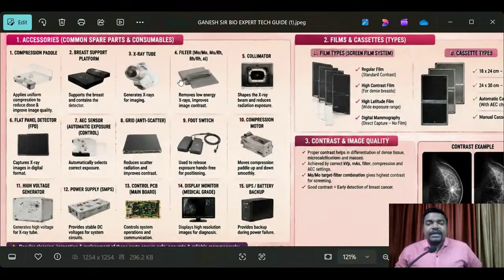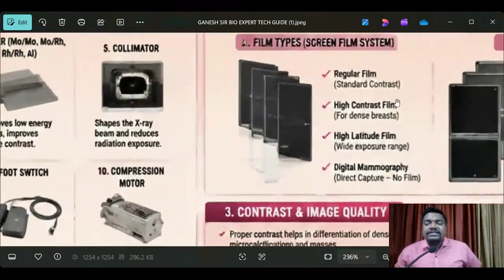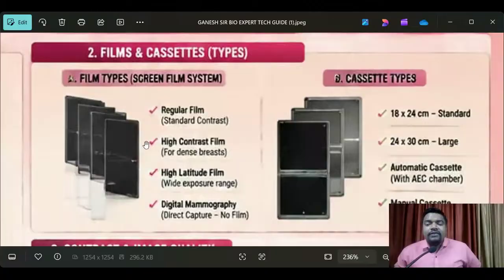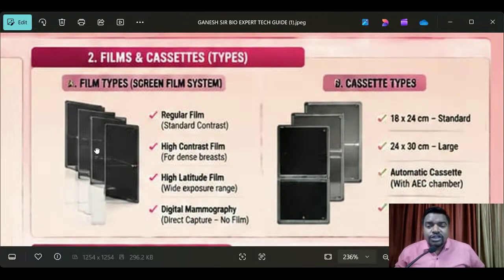So this is the space I have given here. Next, come to the point right now. Films and cassettes, what things are there and how they look like. For your example knowledge purpose, I'm going to show you. Because before entering into the hospital, sometimes if you enter as a biomedical engineer, you are not allowed there, because the radiologists only expect experienced engineers. Understand? But here I'm giving live sessions for everyone. Okay, so today in my live session, I'm going to give the information.